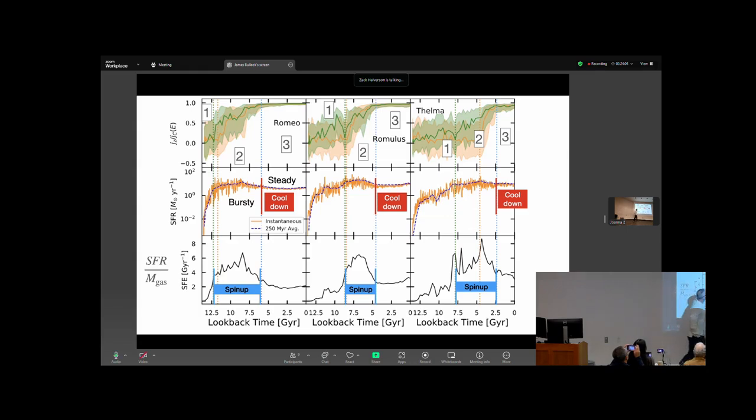And then at late times during this steady phase when the star formation is not bursty, it's kind of steady, marginally efficient, but not as efficient as during the spin-up phase. So just the mere fact that the nature of star formation correlates with the orbital structure of the stars and gas that it's born out of is kind of interesting. It may be a clue to what's going on.